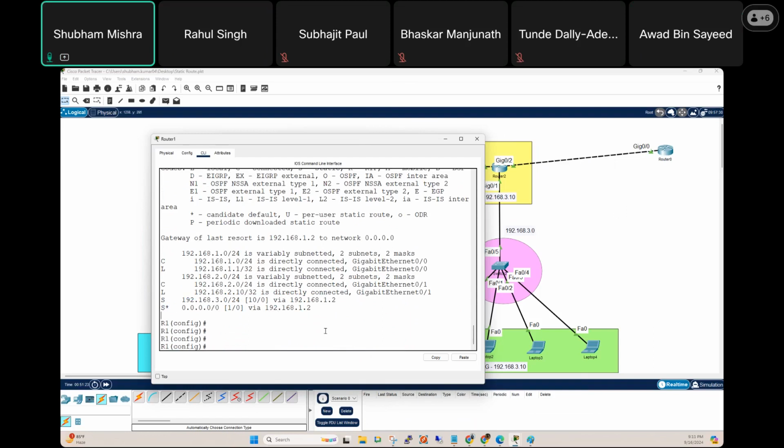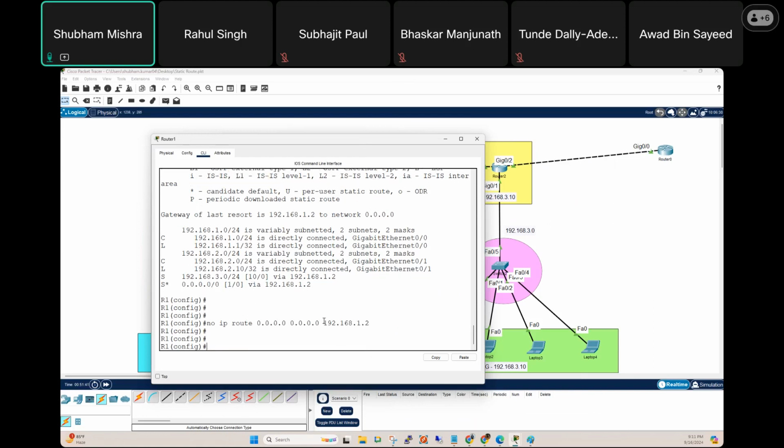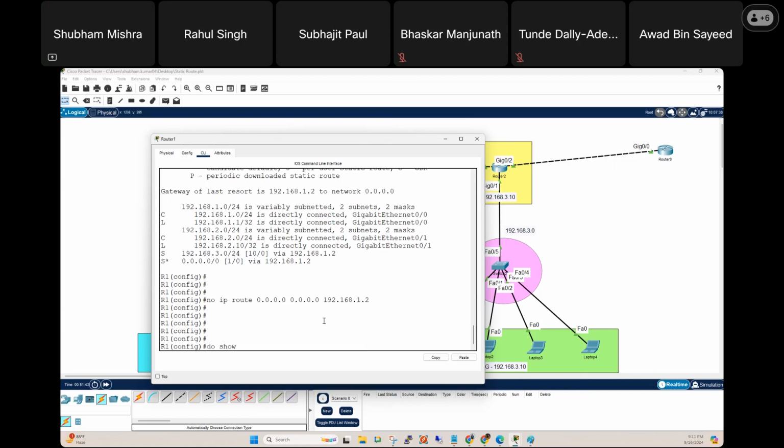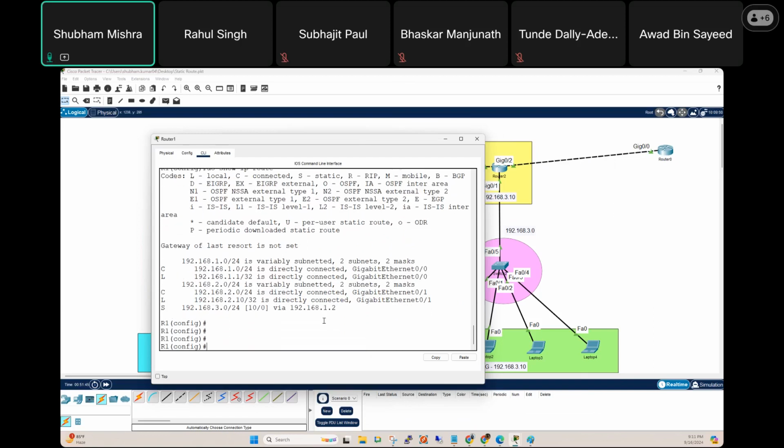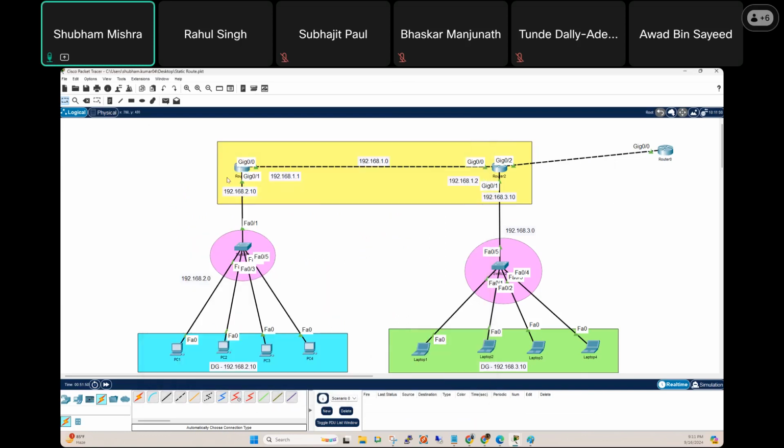On R1, I am writing no IP route 0.0.0.0 0.0.0.0 192.168.1.2. It means what I did? I just removed the default route from R1. It means you can assume like this: on R1 the default route goes down. Yes or no?